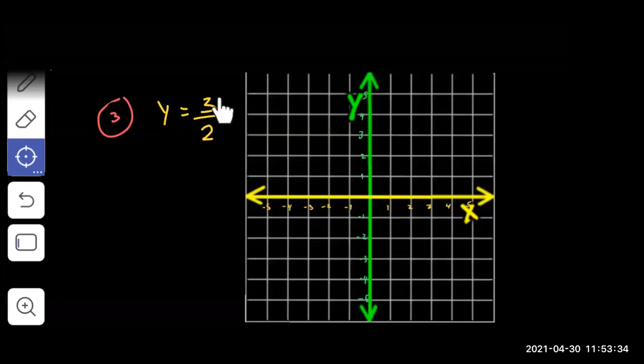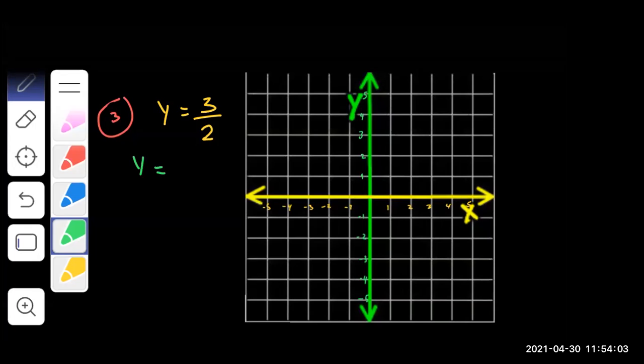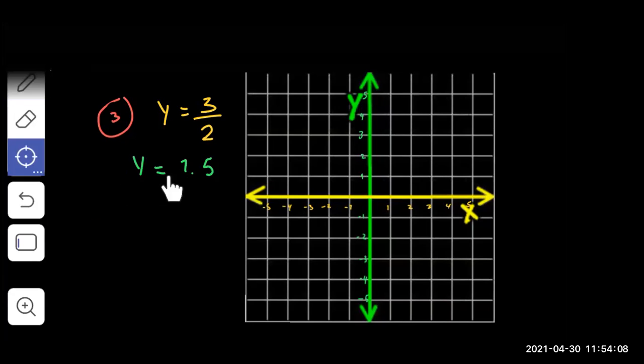Again, we got another constant function because we have no x. I repeat, we do this when we have no x value. If you got an x, you need to make the table, substitute the values, and solve that. In this case, let's look for this value y equals to 3/2. This 3/2 is confusing. Can someone use a calculator and divide 3 over 2? 1.5. Okay, now y equals to 1.5.